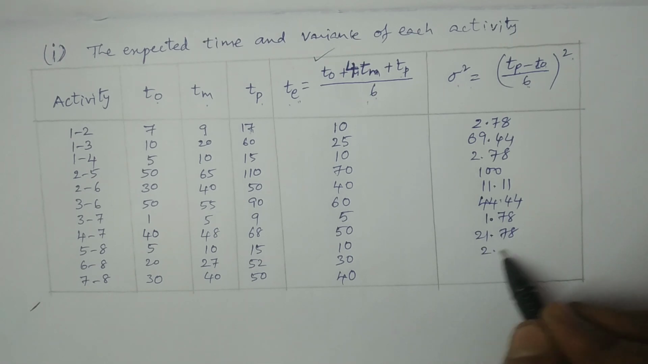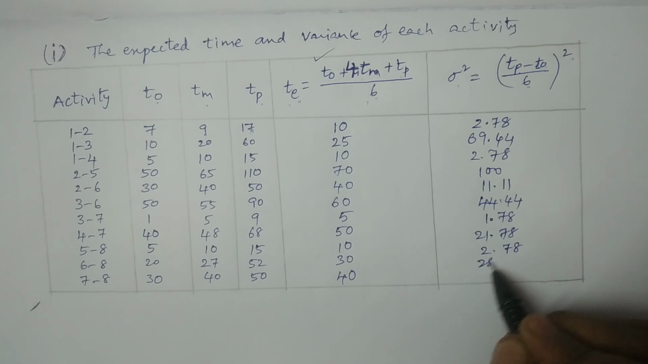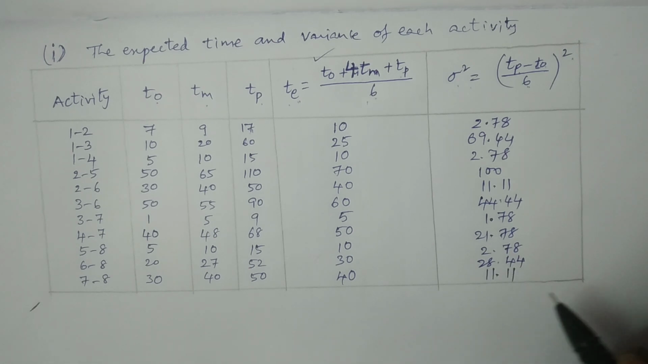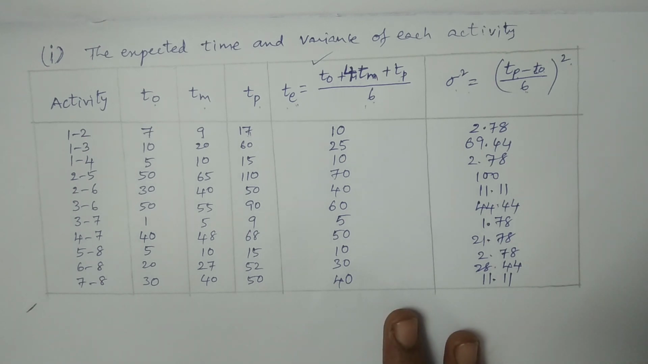Please calculate the values by using the formula Tp minus T naught divided by 6 whole square. This is 11.11. So these are the values we have calculated. That is, we have calculated for each activity the expected time and variance, right? So that is how the first question was finished.